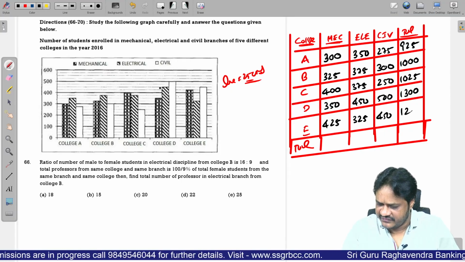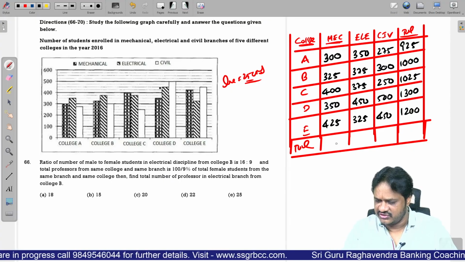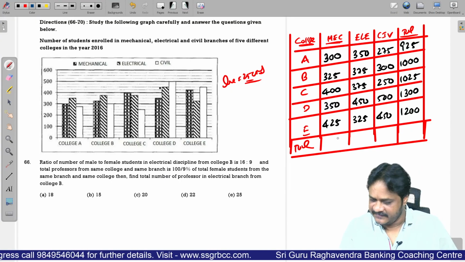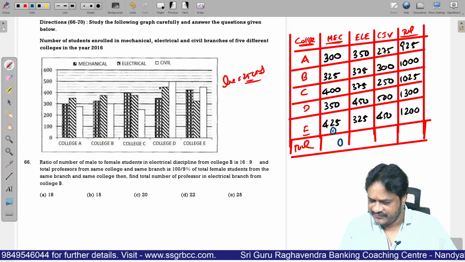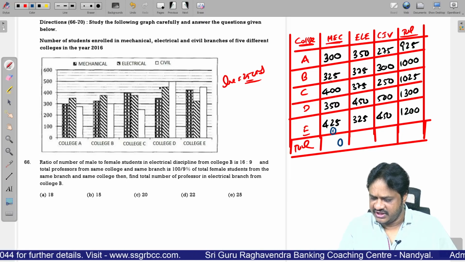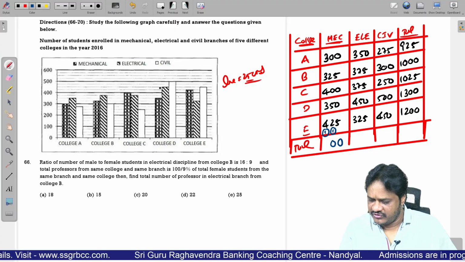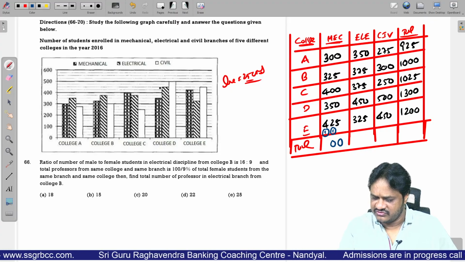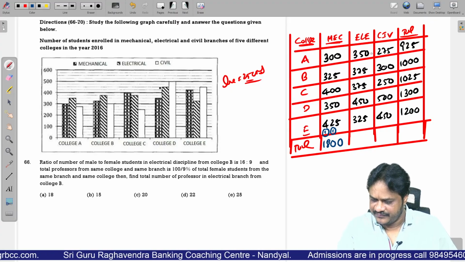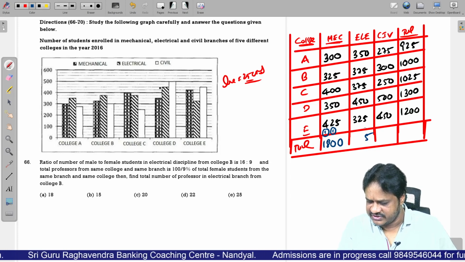750 plus 450, 1200. Let us do vertical totals also. 5 plus 5, 10. 2 plus 1, 3, 8. Again 10. 4 plus 1, 5, 8, 12, 15, 18. Next, 5 plus 5, 10, 10 plus 5, 15.